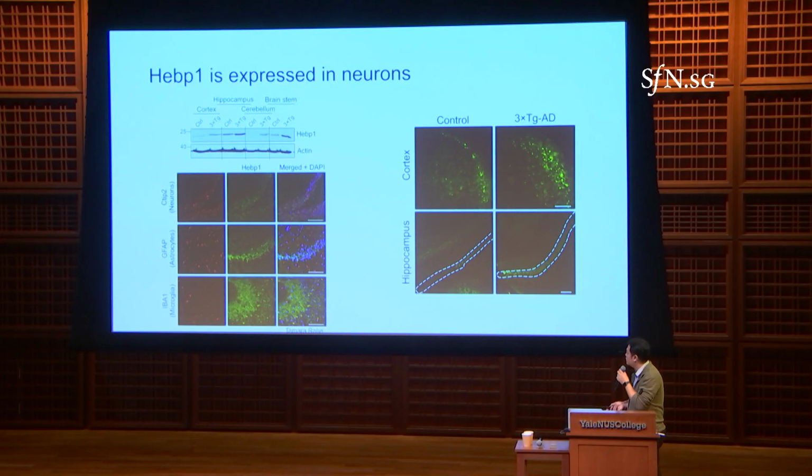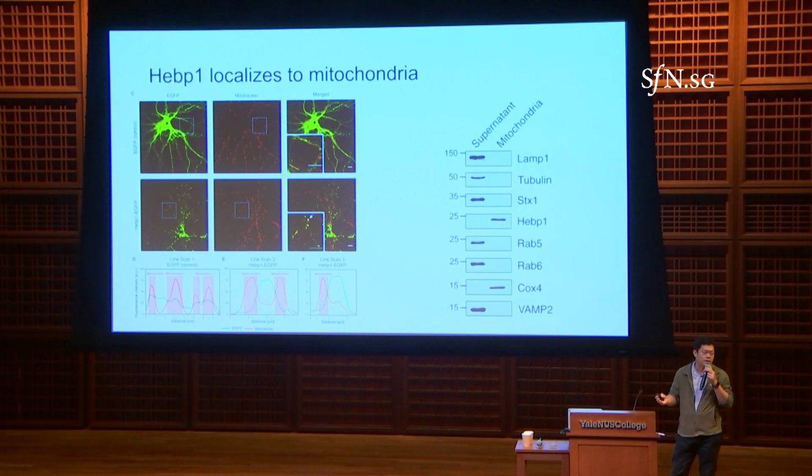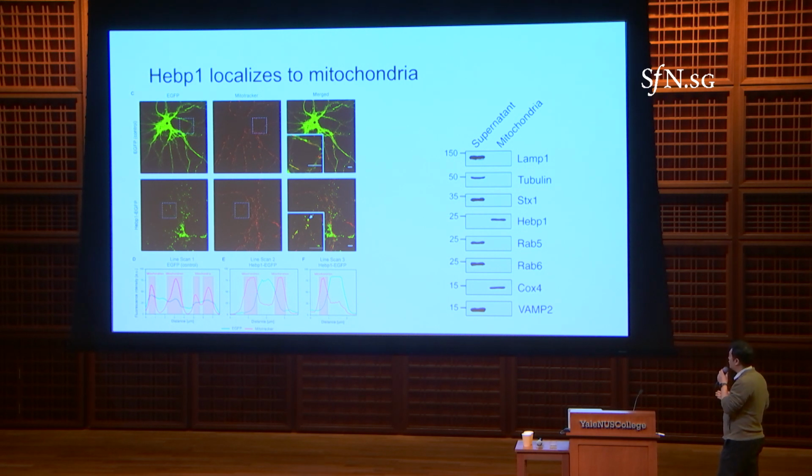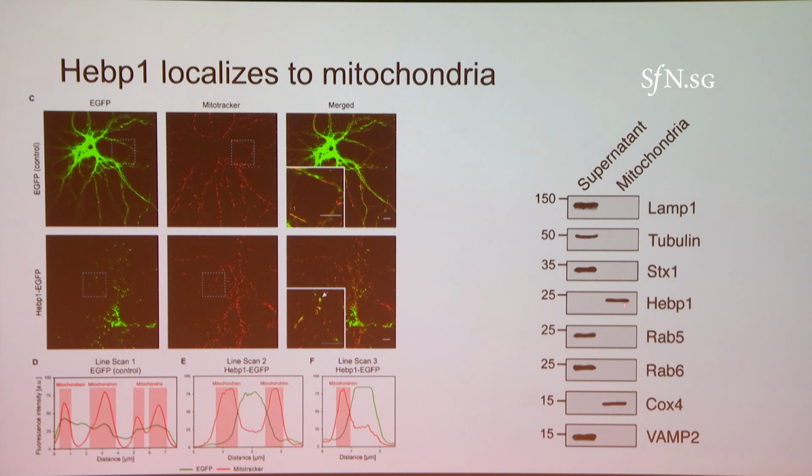Actually, nobody really knew. So we started to overexpress the protein. We had some problems with the antibody itself for this. So we overexpressed the protein, and we saw that HEBP1 localizes to the mitochondria. And you can see this line scan analysis of HEBP1-tagged protein as compared to MitoTracker. We confirmed this in biochemical studies using purified mitochondrial preparation. The work over here from now on is contributed by Sarah. You can see HEBP1 is present in mitochondria and not present in the supernatant in these preparations.